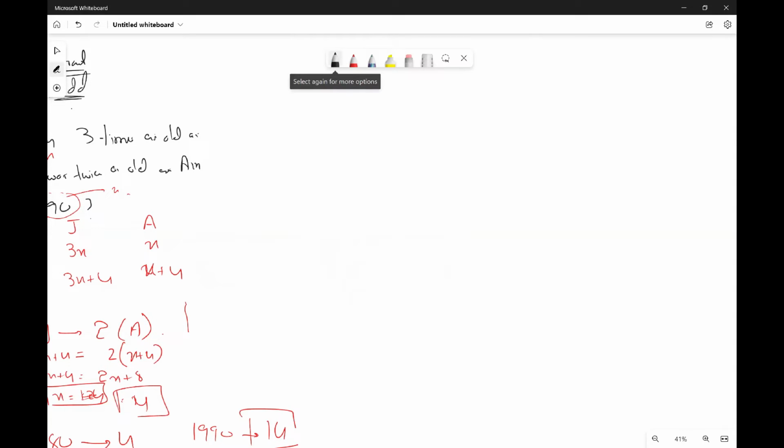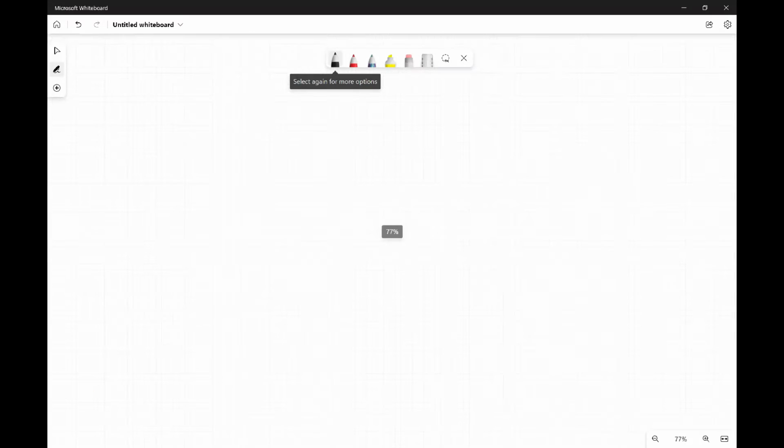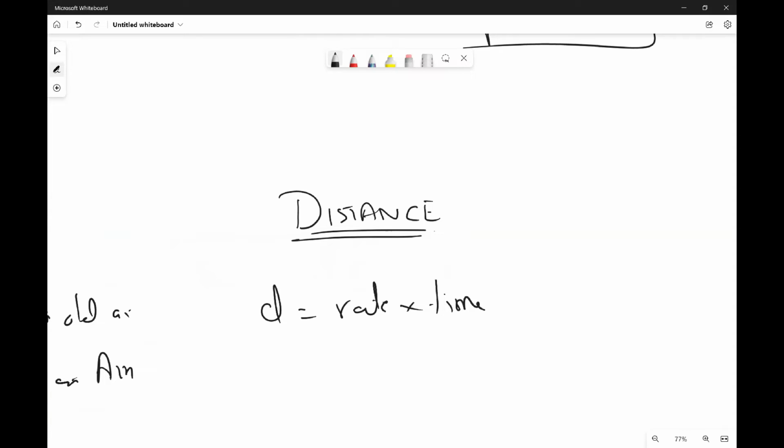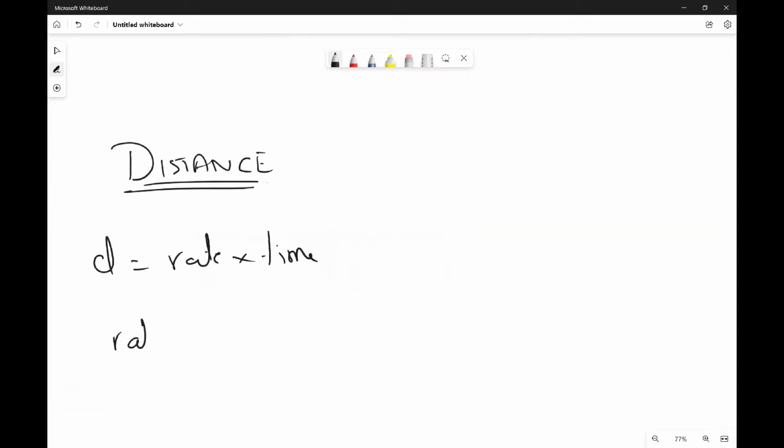Now the second category is distance related word problems. Now in distance related problems, you should remember a few formulas. Distance is rate into time. Rate, it could be speed as well, okay? Rate is distance divided by time, and time is distance over rate.